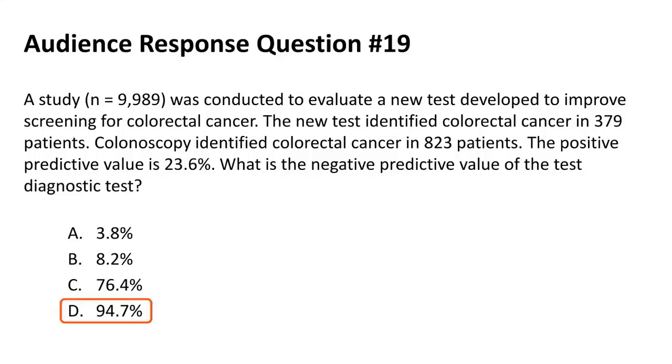The correct answer is D, 94.7% for the negative predictive value of the test. Remember, to calculate the negative predictive value, you take the true negatives over the true negatives plus the false negatives. You can gain that data by populating the 2x2 table as well, and then performing that calculation.